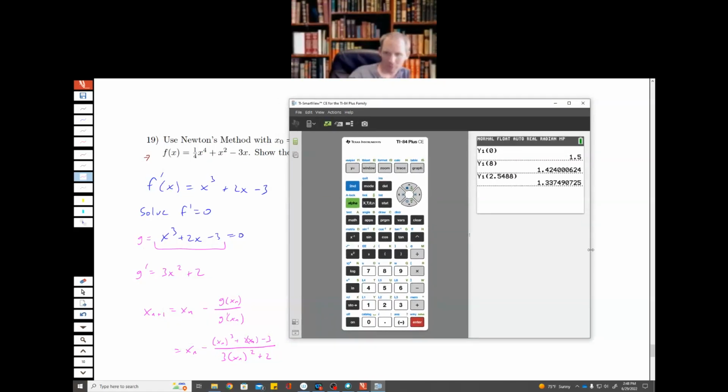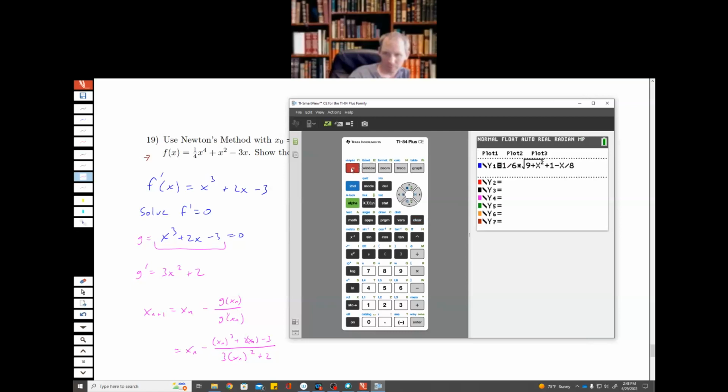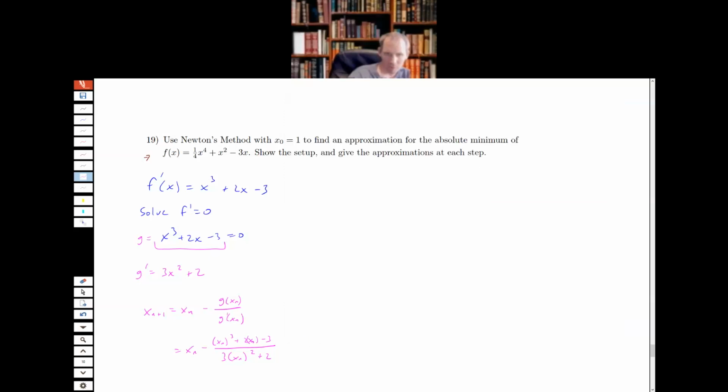So I'll get my calculator and plug that in as a function. So x minus the numerator, I have x cubed plus 2x minus 3, divided by, and in the denominator we have 3x squared plus 2. Okay, variables, y variables, function, y1. My initial guess, we said, was 1.